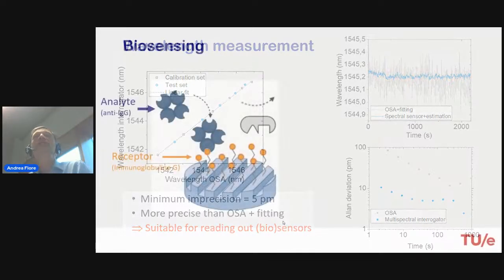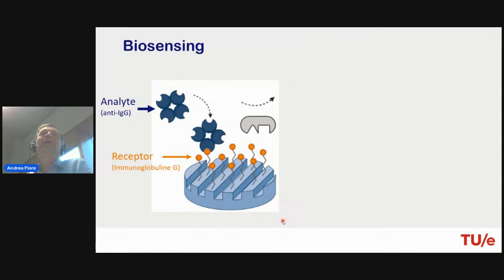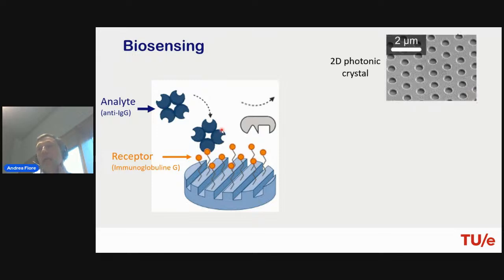So this looks good, because this is the range of precision that you need for biosensing. So of course, the next step would be to show that this can be used for biosensing. We used a very simple, well-known assay. This is basically using immunoglobulin G. In this case, we use it as a receptor, and we use its anti-IgG, so its antigen, as an analyte to detect. As a sensor, in this case, we used a 2-dimensional photonic crystal.